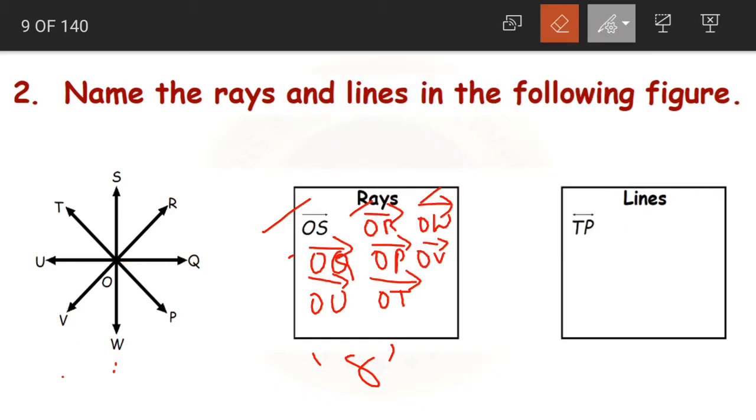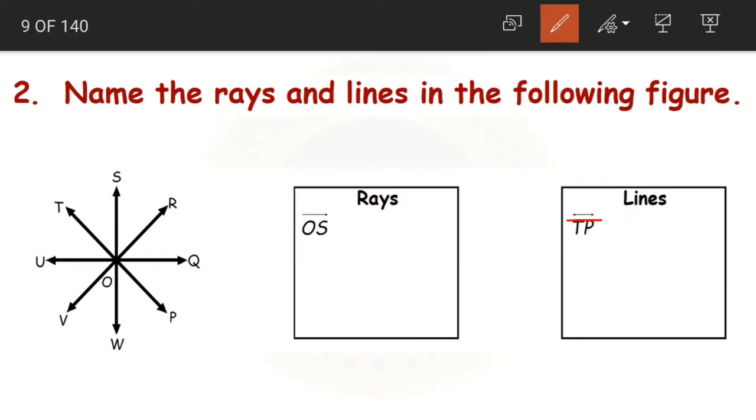Now what is the next that we have to find out? We have to name the lines in the figure. For example, one is already done for us, line TP. See, because of this on top, I can read it as a line. Yes, so line TP. Line TP is here. It can extend on both the sides.